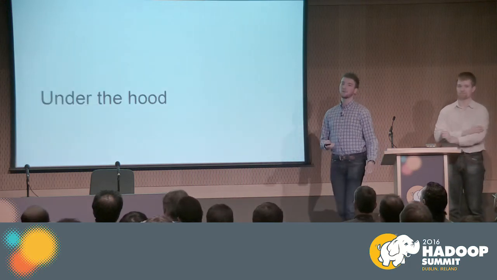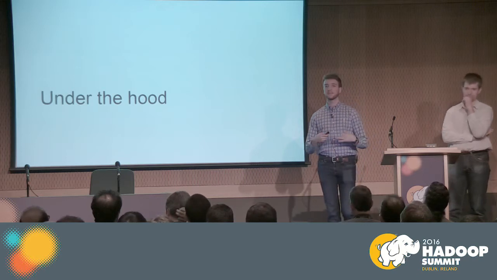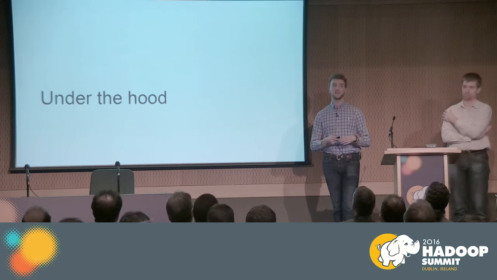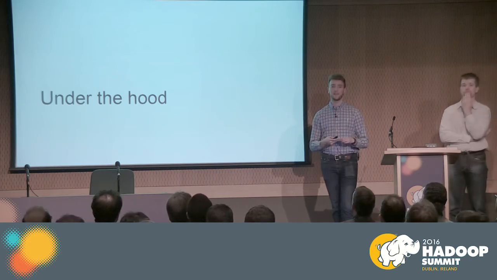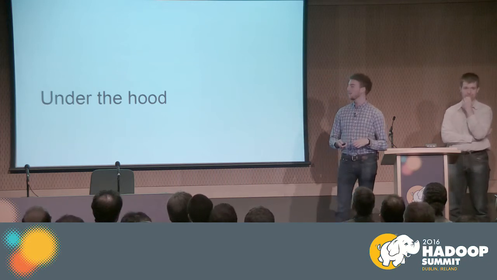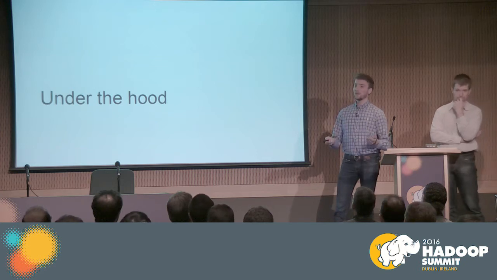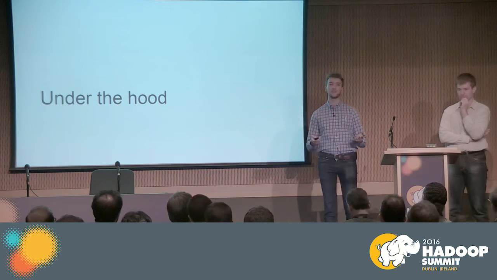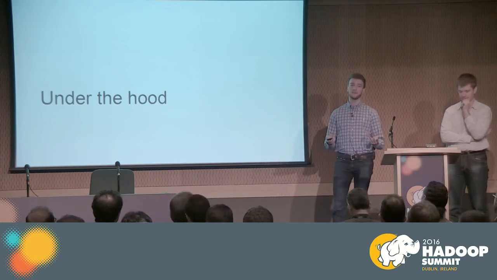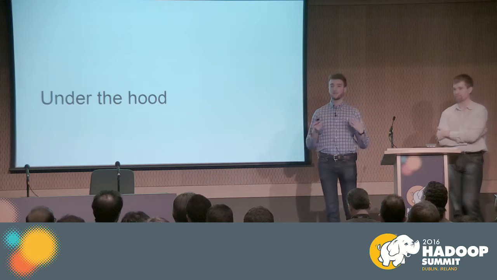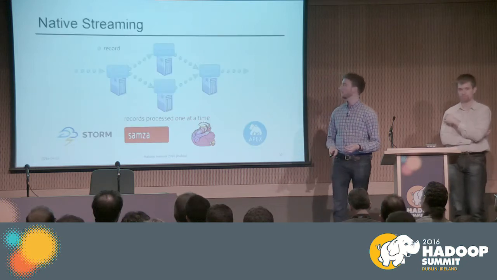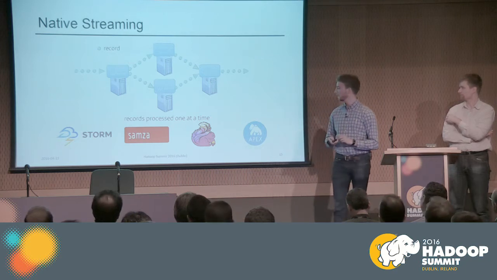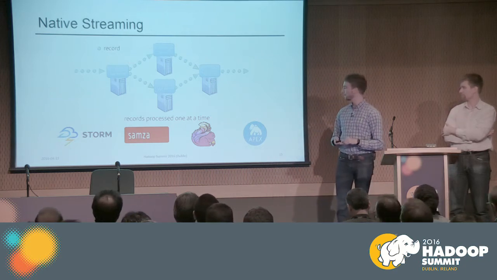So let's look at the runtime engine of these systems, because while all these systems look slightly different, they're also pretty similar in many aspects. So we'll actually talk mostly about two different runtime architectures, the native streaming data flow architecture and microbatching. First, we talk about native streaming, which is these systems plus Kafka Streams.